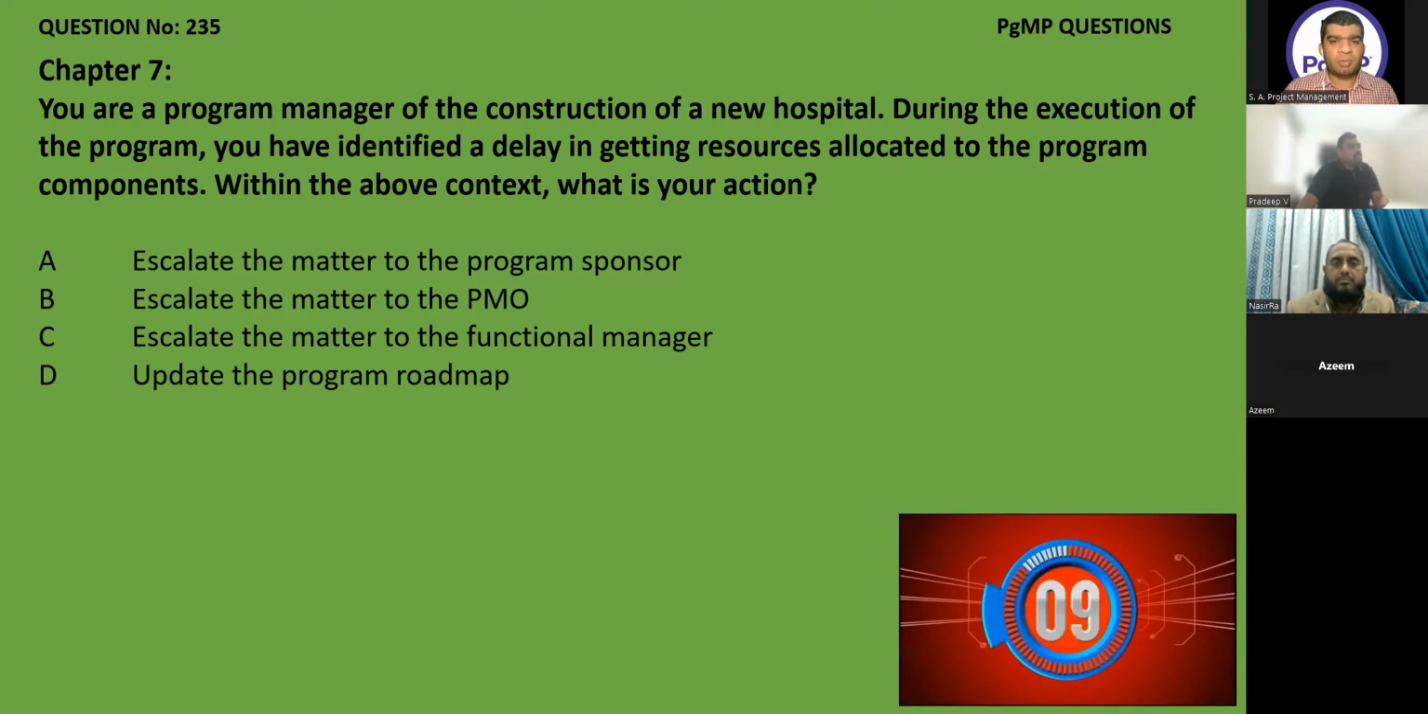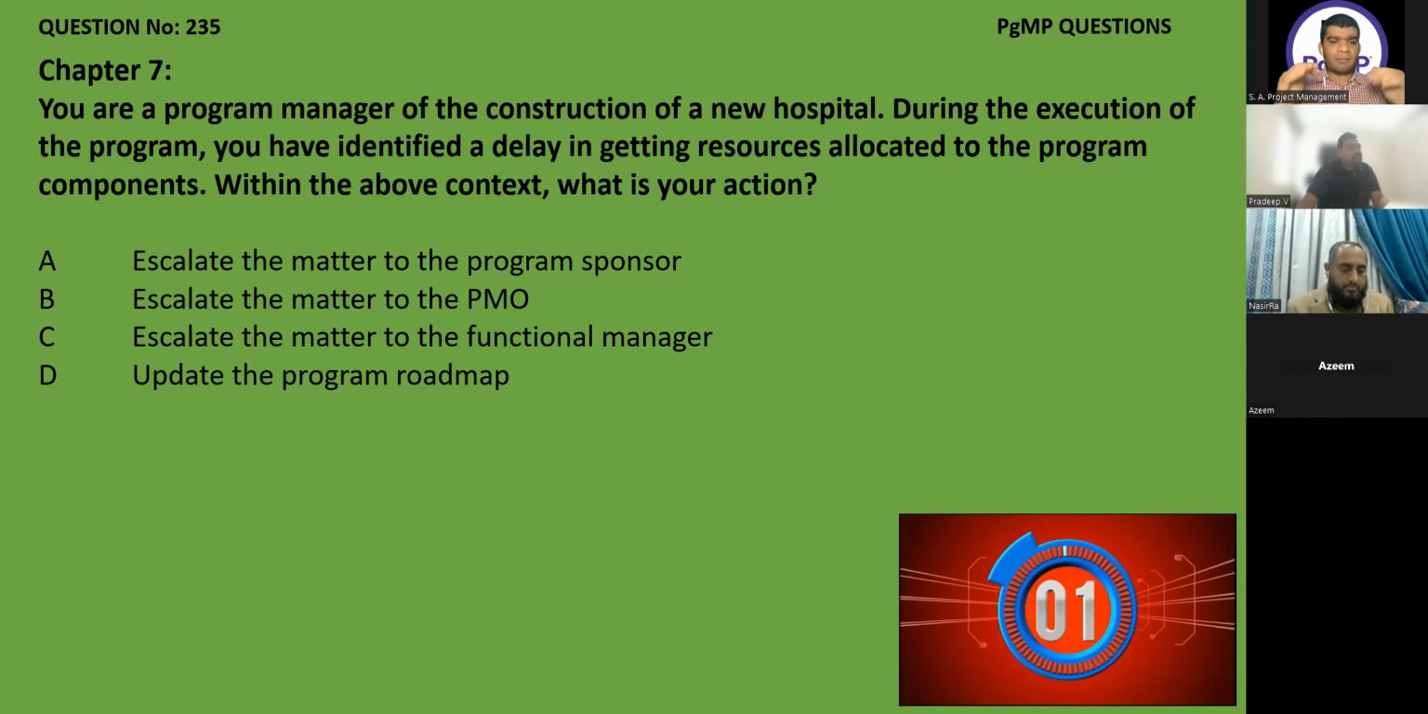Escalate the matter to the program sponsor, because he's above me, is possible. Escalate the matter to the PMO, not possible. The PMO is only at the side. He can only support me. If there was a scenario that you are a program manager and the resources are available, and the component manager wants the resources to be shared with him earlier than with component 2, in that case, who will support us? PMO. The PMO will be responsible to support us in sharing the resources. So now comes a picture. The PMO is not above me.